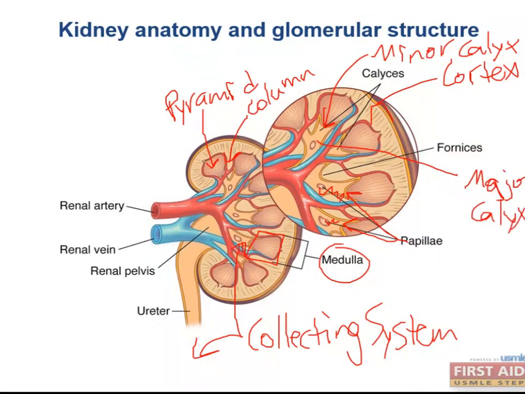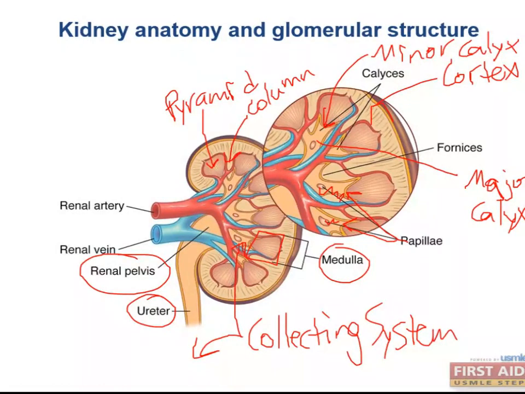calyx. The renal pelvis is then what the major calyces drain into, and it is pointed out here. The renal pelvis then drains into the ureter, which goes to the bladder. And finally, the bladder drains into the urethra, which has two sphincters, an internal, which is voluntary or involuntary?